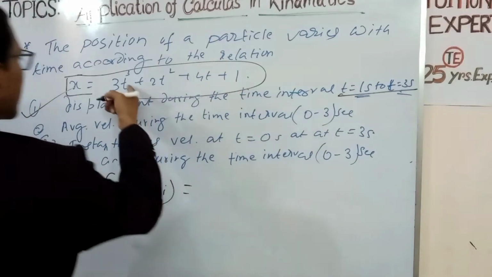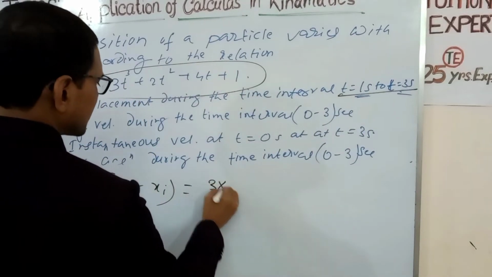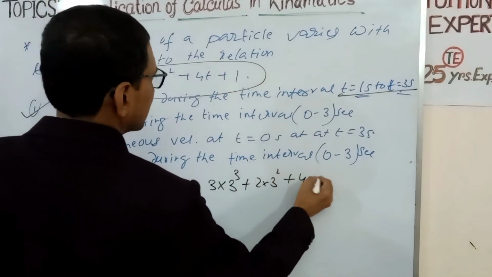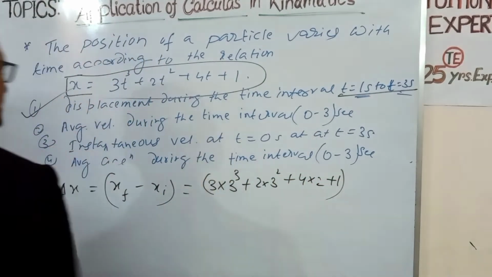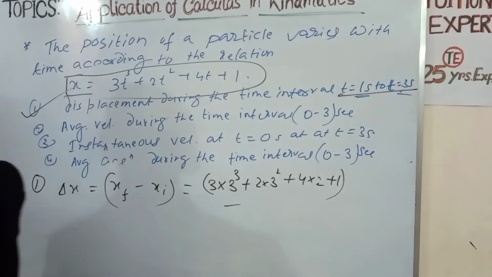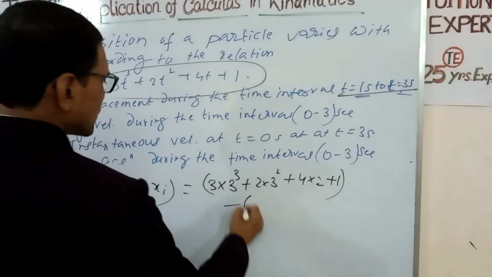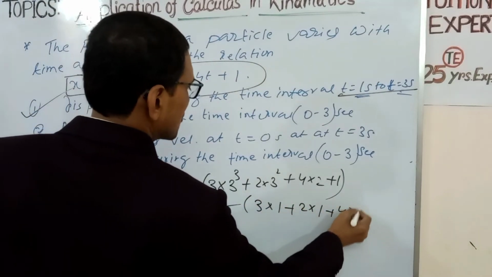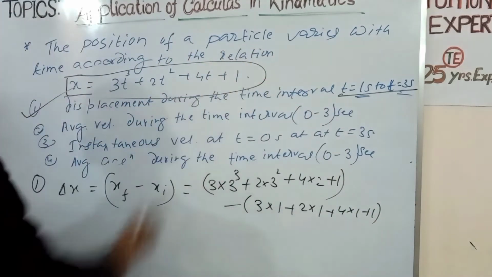So t equal to 3 second, we put here, we get the final position. The final position minus the initial position, where t equal to 1 second, put here 3 into 1 plus 2 into 1 plus 4 into 1 plus 1. So calculate, this is the answer.